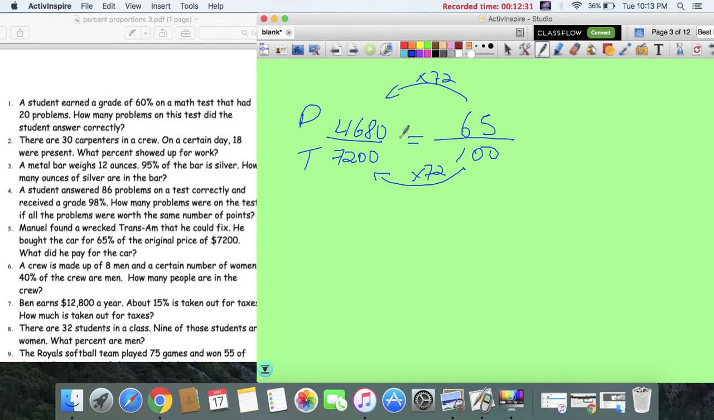So how much did he pay? The original price was 7,200. He didn't pay that much. He only paid 65%. 65% is the same thing as saying 4,680.